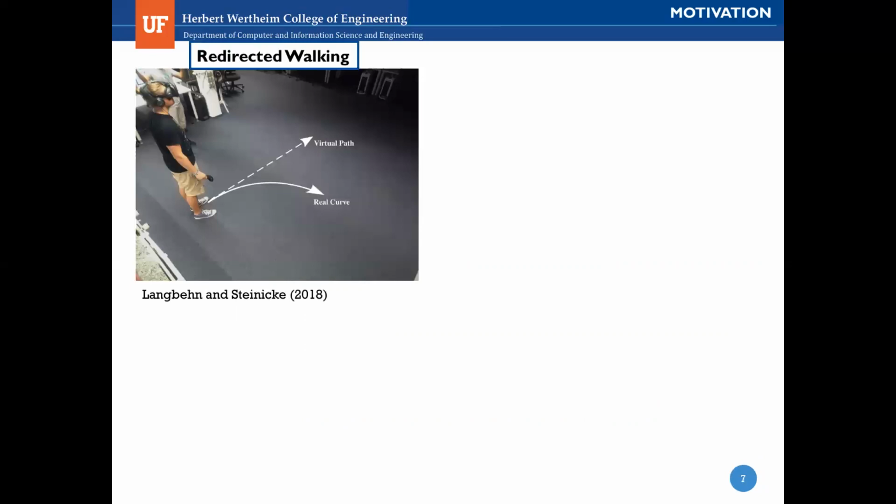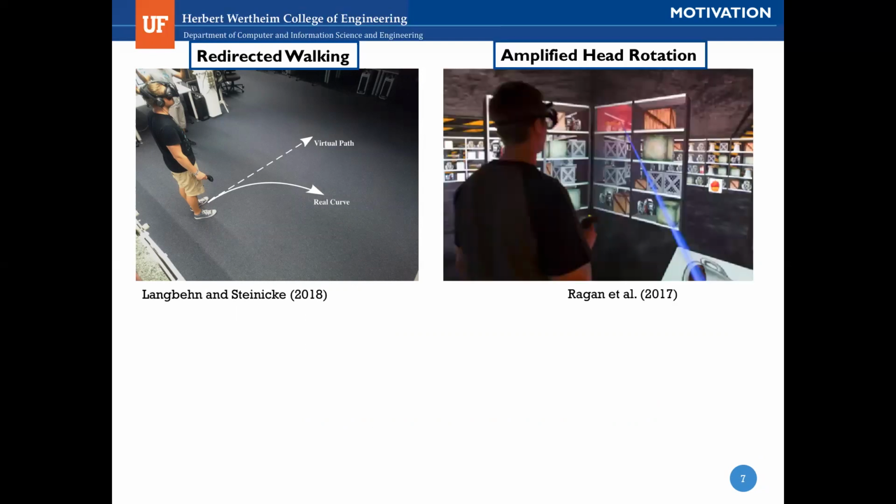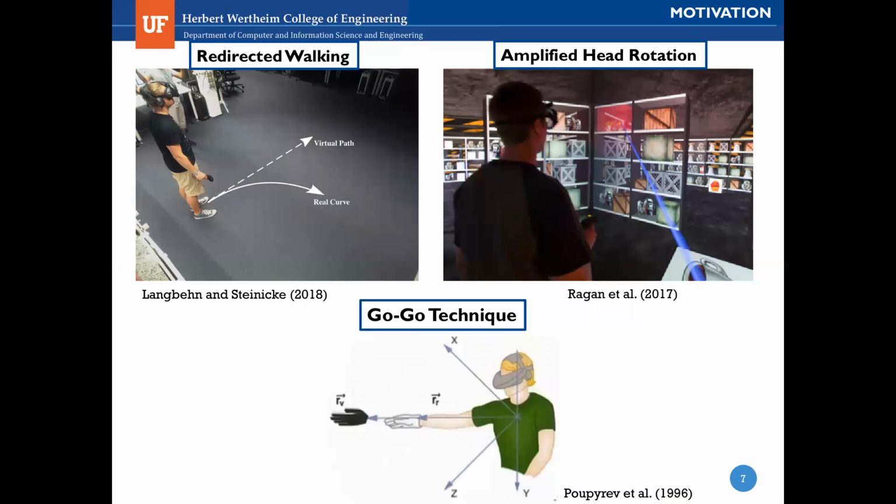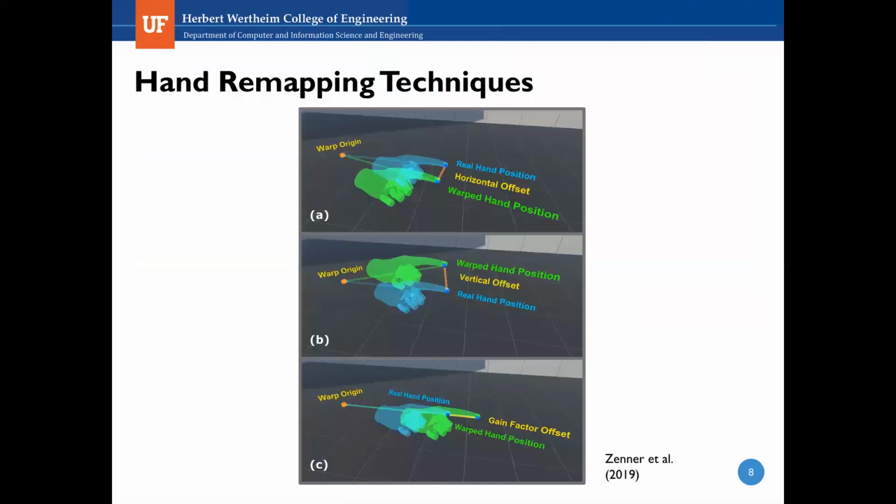For example, redirected walking techniques allow users to use their physical walking, but traverse virtual spaces that are larger than the physical space. Another technique regarding the head movement is amplified head rotation, in which smaller physical turns are mapped to a larger virtual turn, allowing users to view the entire surrounding environment, but with small head movements. For hand movement, changing the scaling for hand movements can also be used to reach faraway objects, which has been introduced in the go-go technique. And these are just a few examples of interaction techniques.